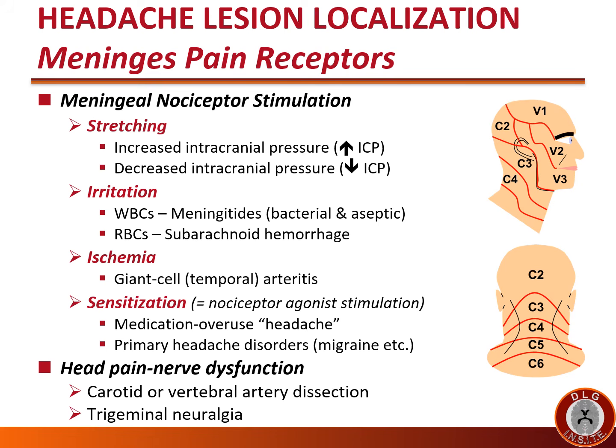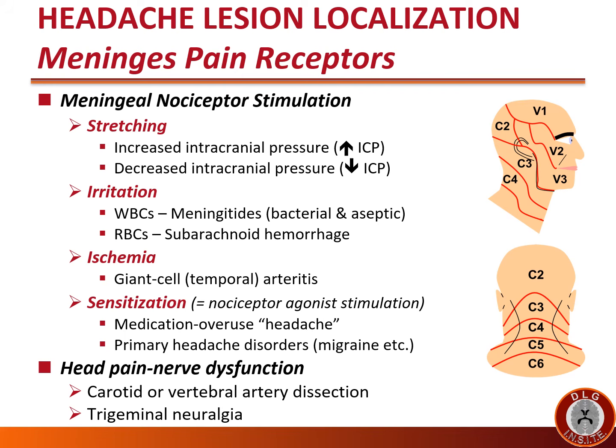Ischemia to the meninges, which occurs selectively in the condition giant cell arteritis, known also as temporal arteritis, occurs only in elderly folks. And sensitization of the meninges when you have nociceptor agonist stimulation, usually by CGRP, calcitonin gene-related peptide, in patients who have medication overuse headaches or other primary headache disorders such as migraine or cluster.